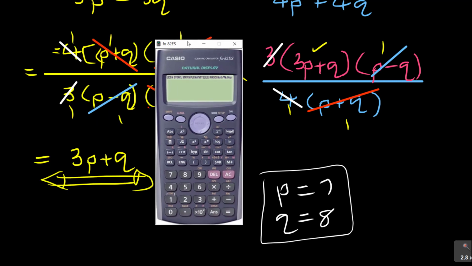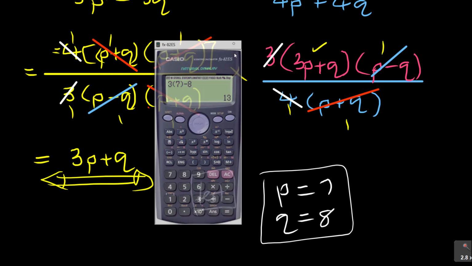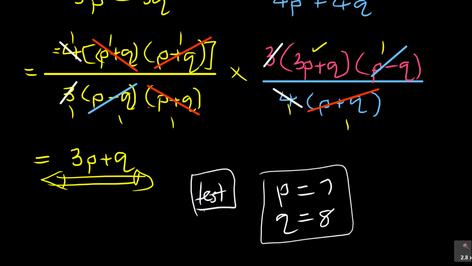Remember how you test it? You test the first and you test the last one. So if I say 3 times, you can put a bracket, still fine. P is 7 minus Q is 8. I'm getting 13. So here in my test, it gives me a 13, positive one.